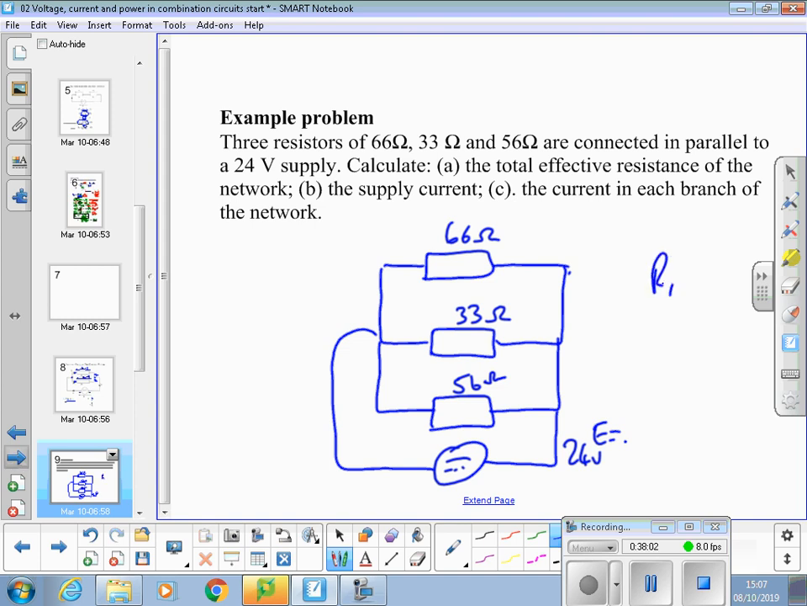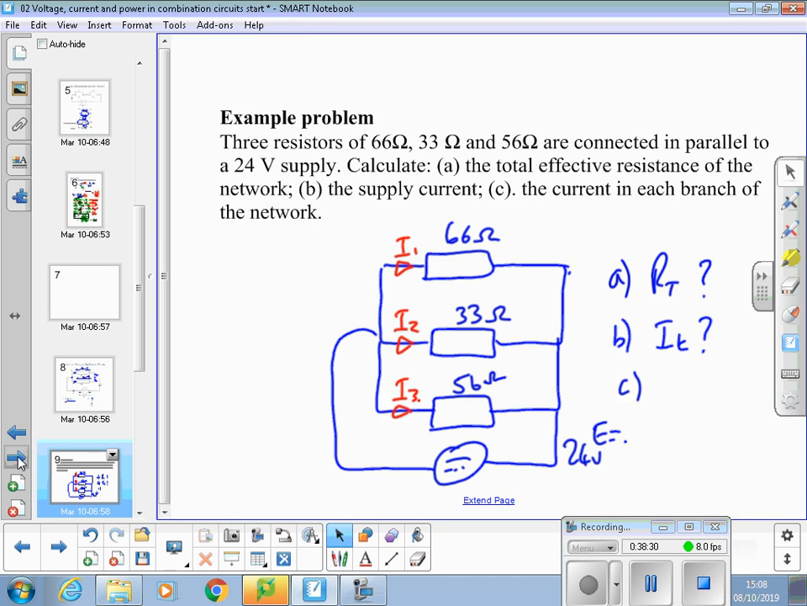So we want RT. That's a question mark. The supply current. So we want IT. There's a question mark. And the current in each branch. So we want, mark them in a different colour, I1, I2, and I3.